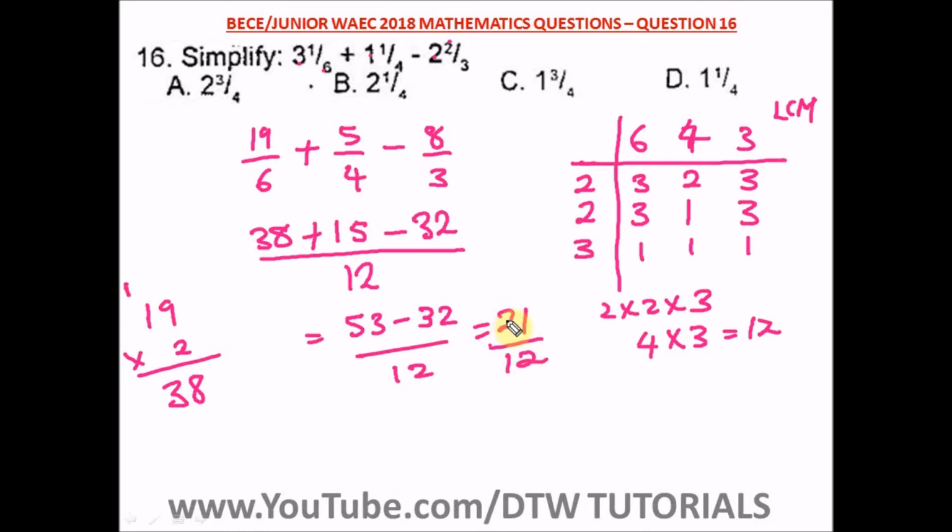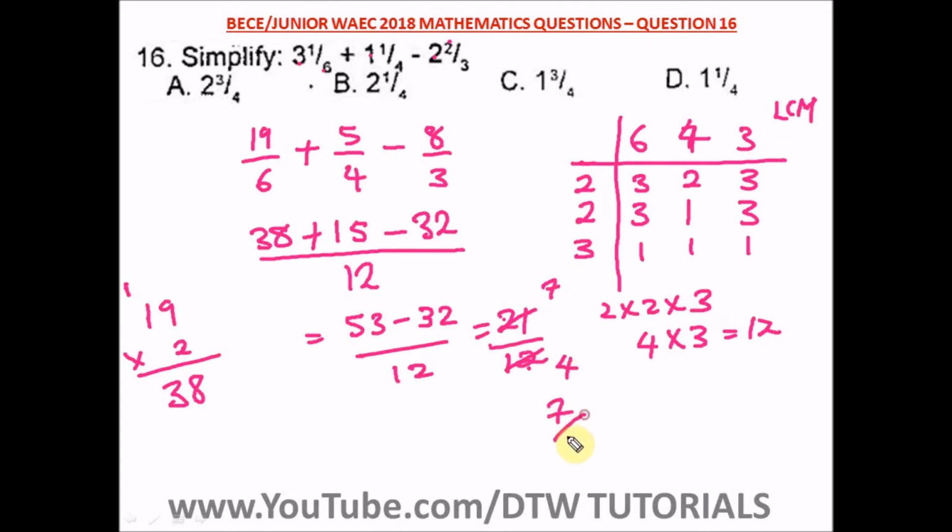I think 3 can go in 21, and also 3 can go in 12. 3 in 21 will go how many times? 7 times. And 3 in 12 will go how many times? 4 times. Okay, I didn't start with 2 because 2 cannot go in what? 21. So I went to the next smallest number, which is what? 3. Okay, so 3 can go in 21 7 times, and 3 in 12 how many times?